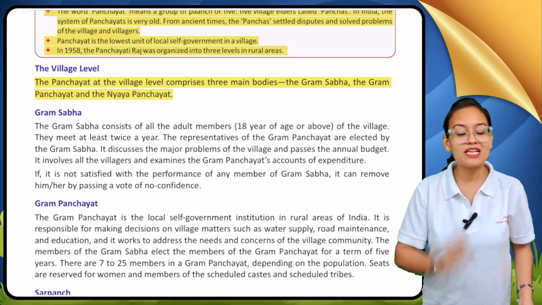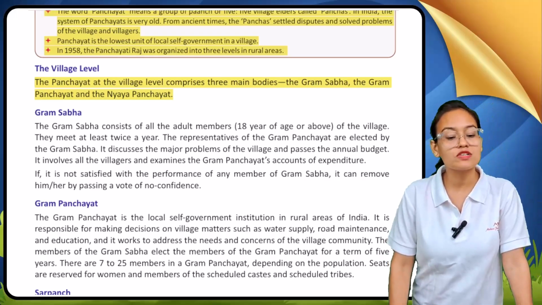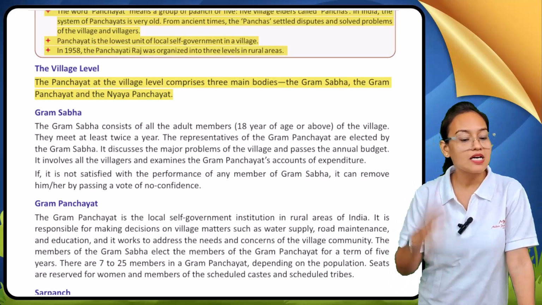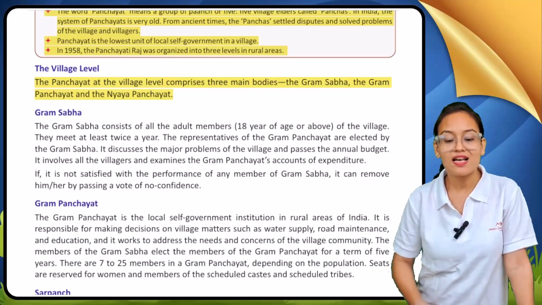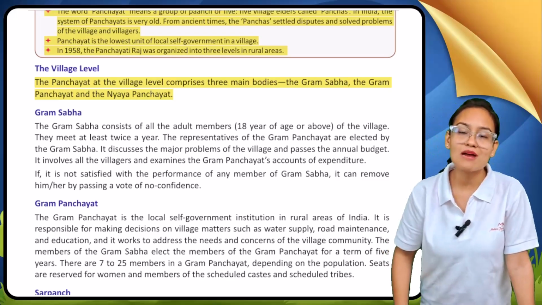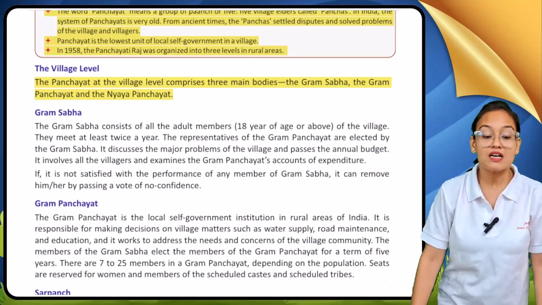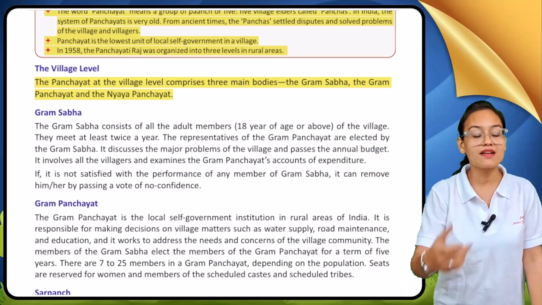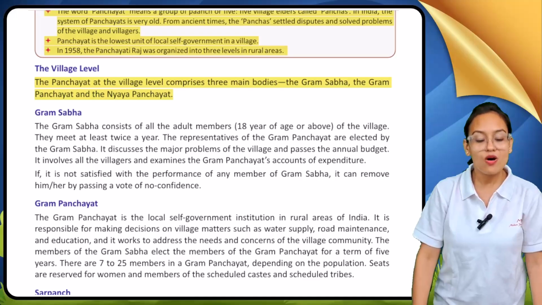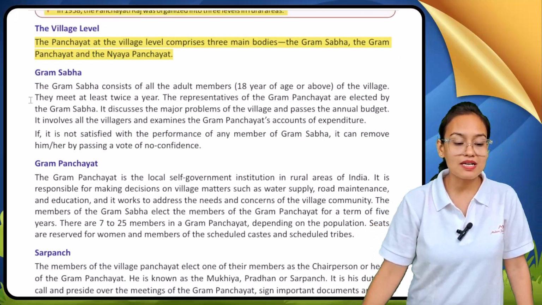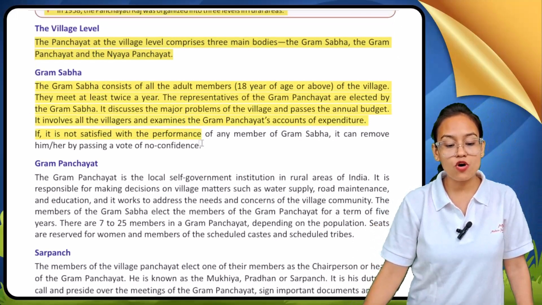At the village level, the panchayat system consists of three main bodies: the Gram Sabha, the Gram Panchayat, and the Nyay Panchayat. Again, my dear student, Gram Sabha means your legislative body, Gram Panchayat means your executive body, and Nyay Panchayat means your judiciary body. Now, what is the meaning of Gram Sabha?